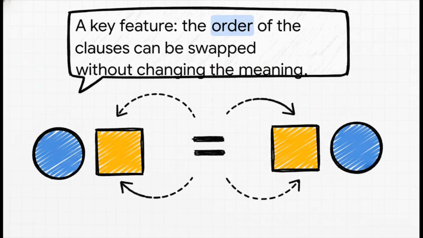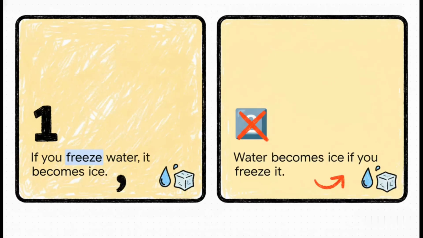All right, now here's a really cool trick with this. This structure is super flexible. You can actually flip the two parts around. And guess what? The meaning doesn't change one bit. Check this out. You can say, if you freeze water, it becomes ice. Or you can say, water becomes ice if you freeze it. It's the exact same fact. The only tiny little difference is grammar related. See how in the second version there's no comma? That's a great little tip for your writing. It just makes things flow a little more smoothly.